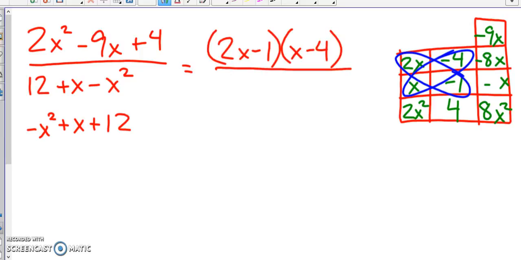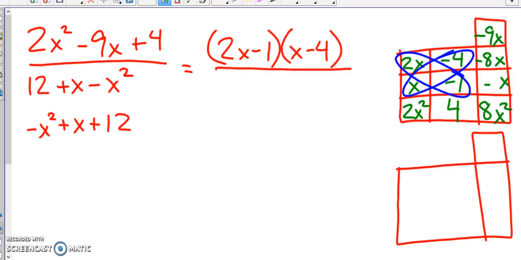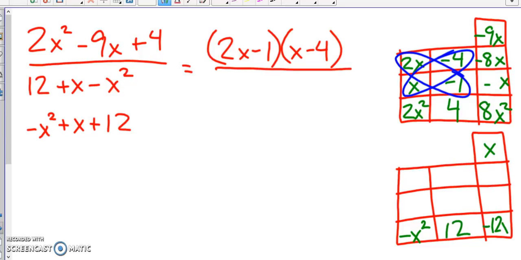Now in the denominator, here's where I've got to be a little bit careful, because I've got that negative to deal with. So, whoops, it usually helps if you draw the correct number of lines. I've got negative x squared, x, and 12. So that makes negative 12x squared. So this would be 4x and negative 3x. Now notice this would be x and negative x. This would be 4 and 3.